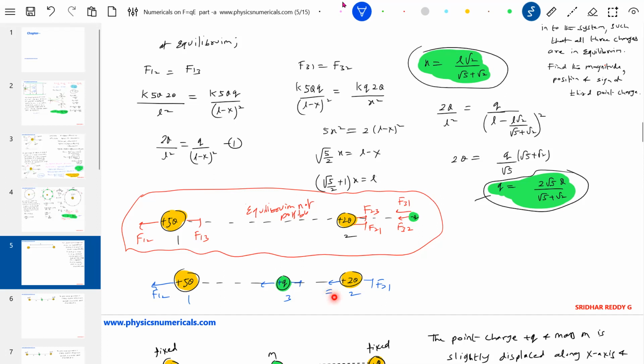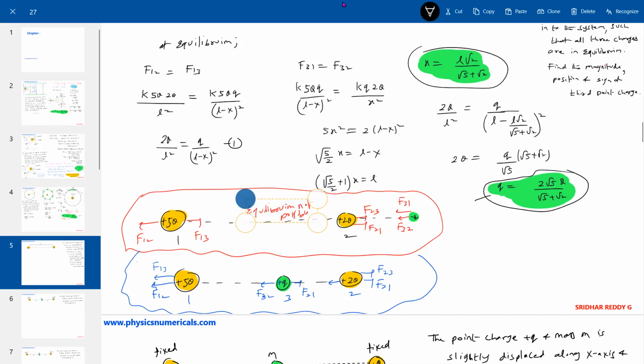All are positive, so F21 and F23 will act here, F12 and F13 there, and F32 and F21 on the other. The middle point charge can be in equilibrium. What about these two? Not possible; they cannot be in equilibrium. So this is also ruled out. Equilibrium is not possible. These are the ways a student has to fight with the problem.